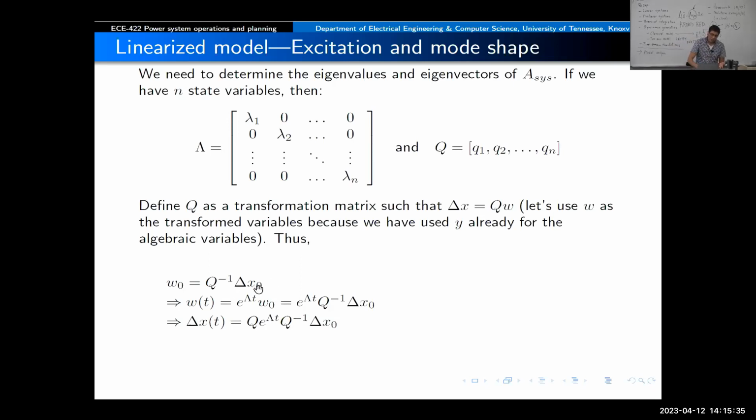So we will have an initial condition here, and with that initial condition, we can transform the set of variables into omega 0 by using the transformation. With that initial condition, we get the solution for omega, which is exponential of lambda t omega 0. Why can we do that? We discussed this a lot in chapter 2. Why do we think that that's the solution?